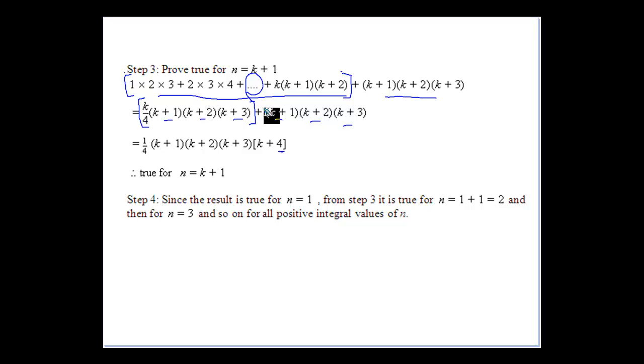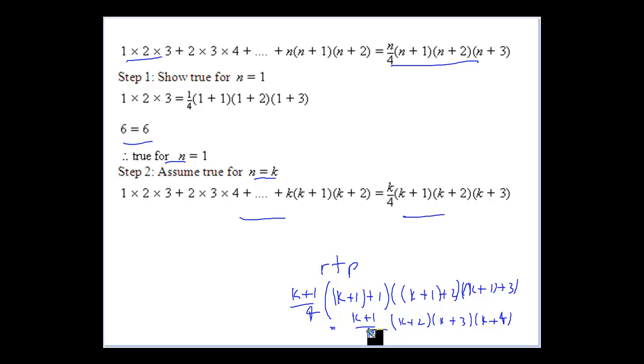And what we're left with was just the 1 factorised a quarter out, which left us the 4, which left us our k plus 4, which is our statement that we actually wanted to prove. There's our quarter of k plus 1, k plus 2, k plus 3, k plus 4. So we have proved it. So that's what we needed to prove, which is very nice.